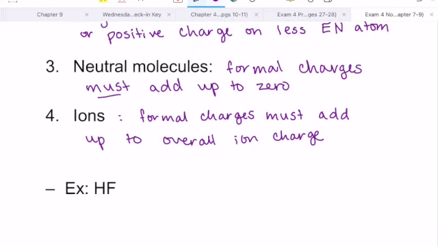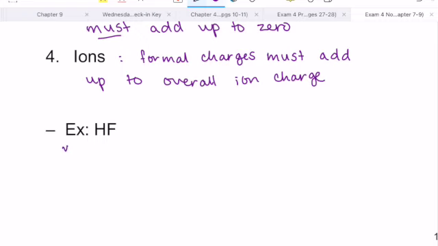So when we count our valence electrons, we always do that first. Hydrogen has 1 valence electron. Look at your periodic table. You can see it's in column 1. And fluorine has 7 valence electrons, so we have a total of 8 electrons.